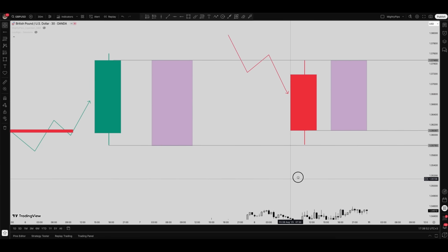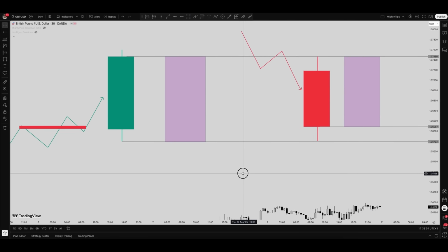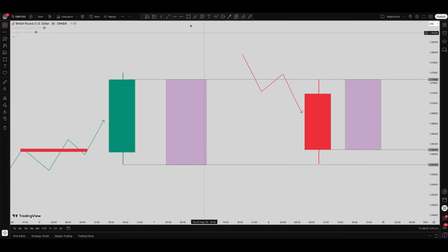Now, for the one candlestick strategy to work very well in a bullish trend, you want to wait for the next candle which is going to open.